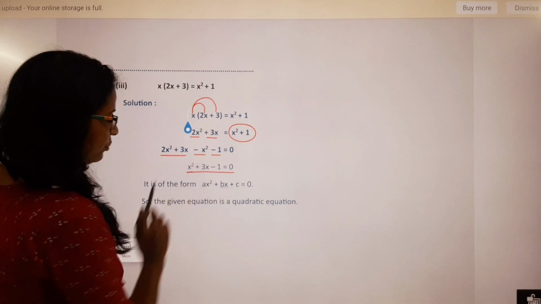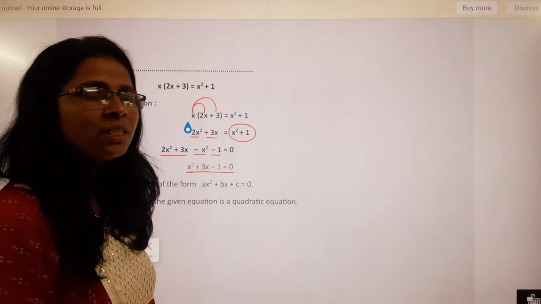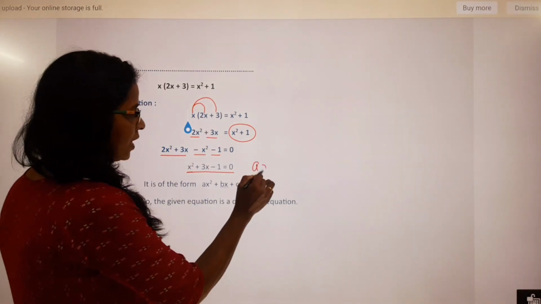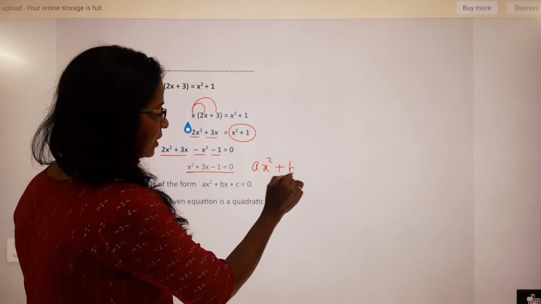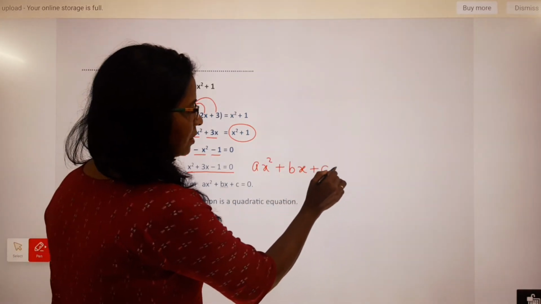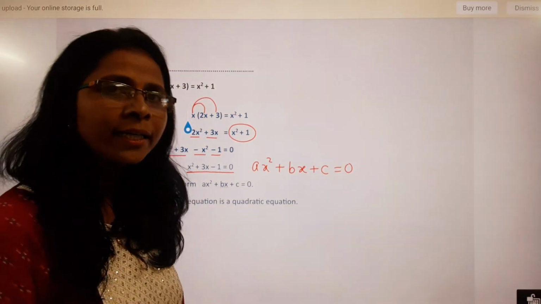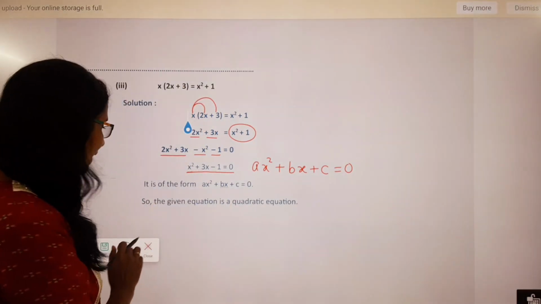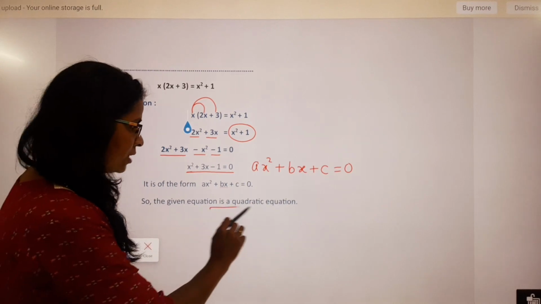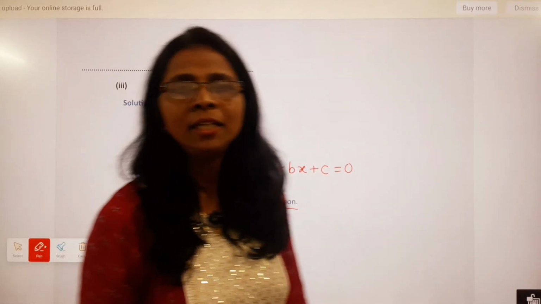See here carefully, students. This is of the form ax square plus bx plus c is equal to 0, which is the standard form of the quadratic equation, and so we can say that the given equation is a quadratic equation.